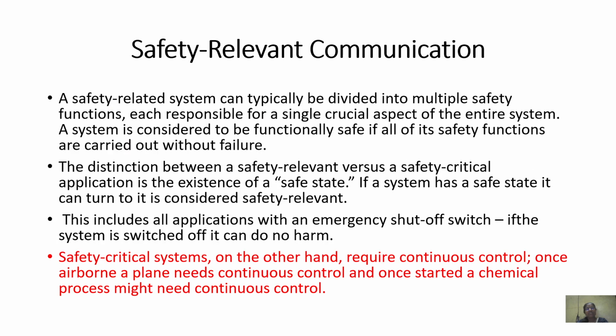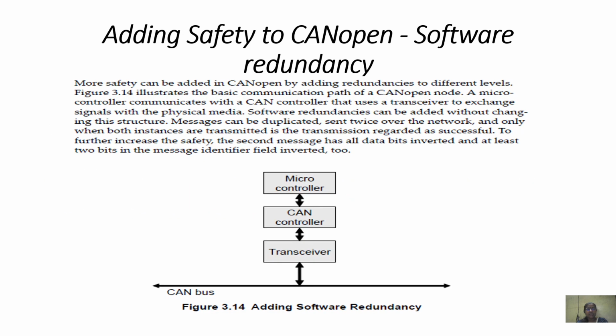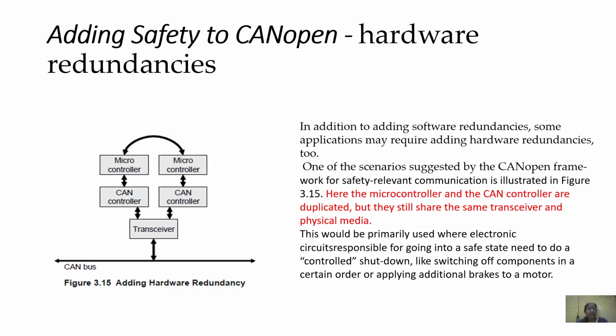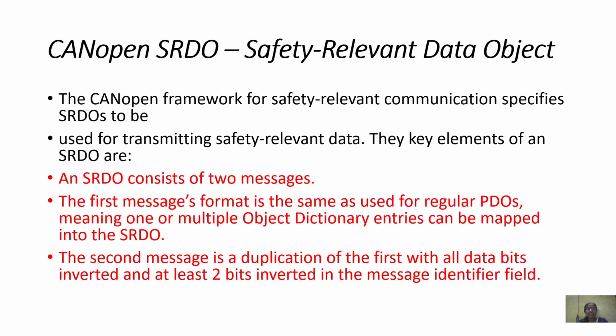Next is safety-relevant communication. When communicating between the nodes, we can go for safety. In terms of hardware you can duplicate, or in terms of software you can duplicate. This is adding software redundancy. This one is adding hardware redundancy, where you have two sets of microcontroller and CAN controller, so if one fails, you can make use of the other. We can also go for wiring redundancies. That is adding safety to CANopen.